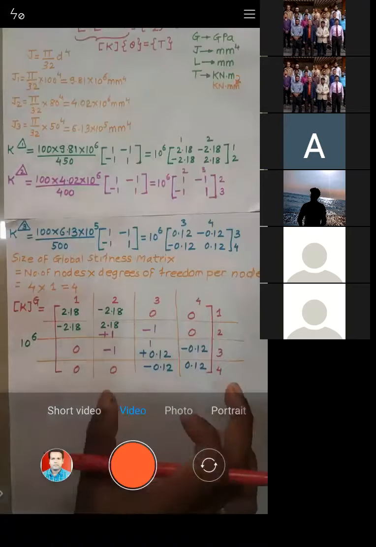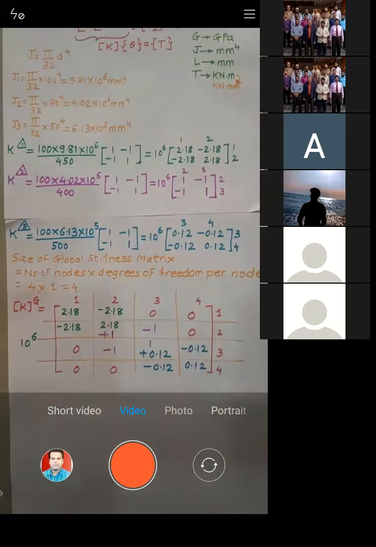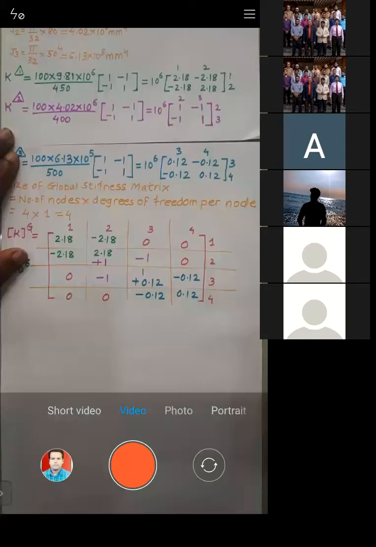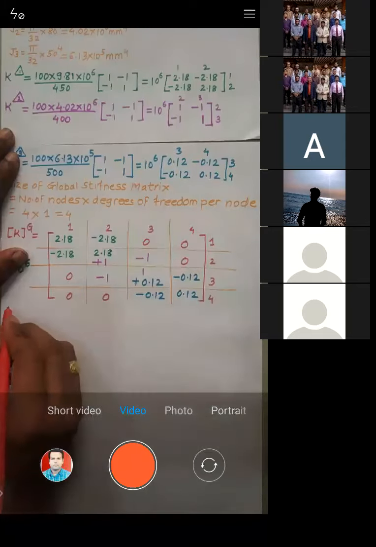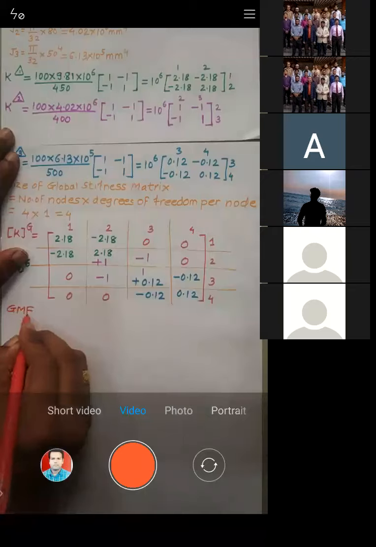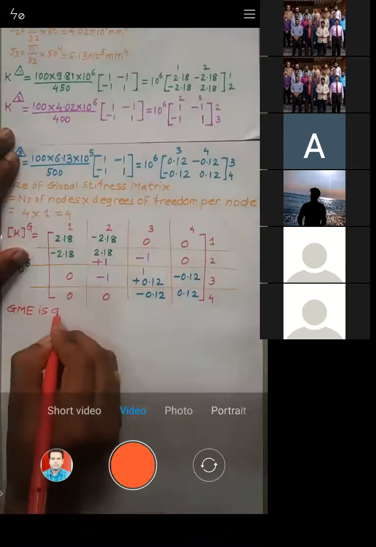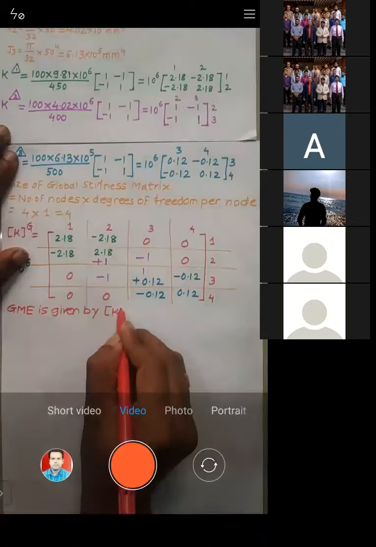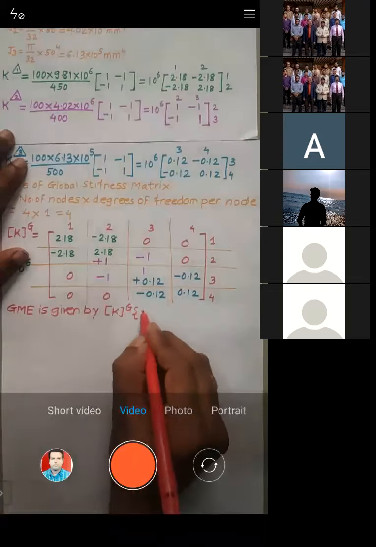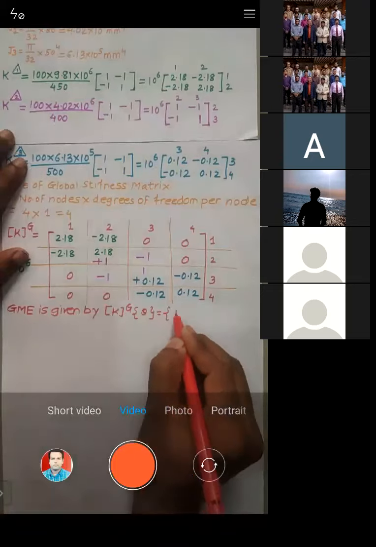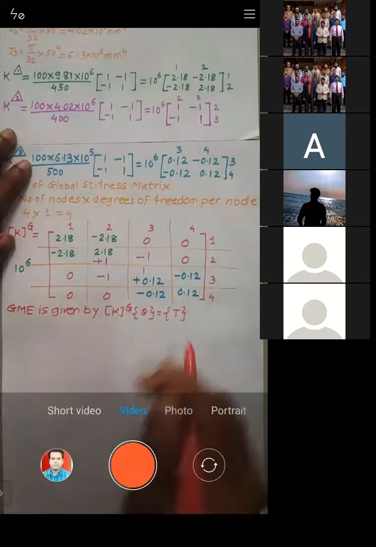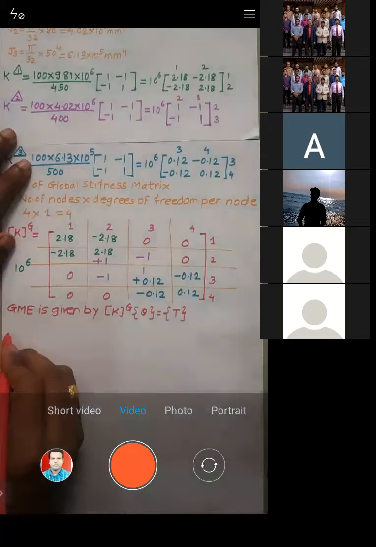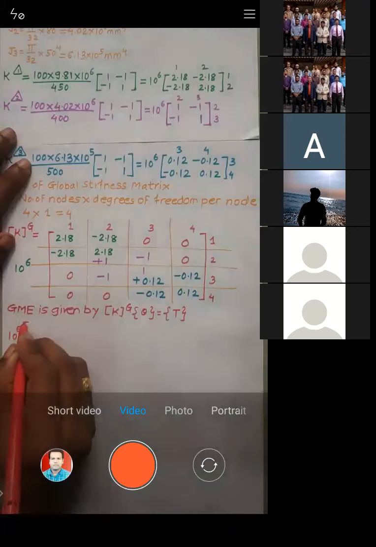Now this is our global stiffness matrices. Once we have a global stiffness matrix, we need to write down the global matrix equation. So GME, that is global matrix equation, is given by our global stiffness matrix multiplied by displacement, that is theta, which will give rise to torque. Now we will take this 10 raised to power 6 as it is.